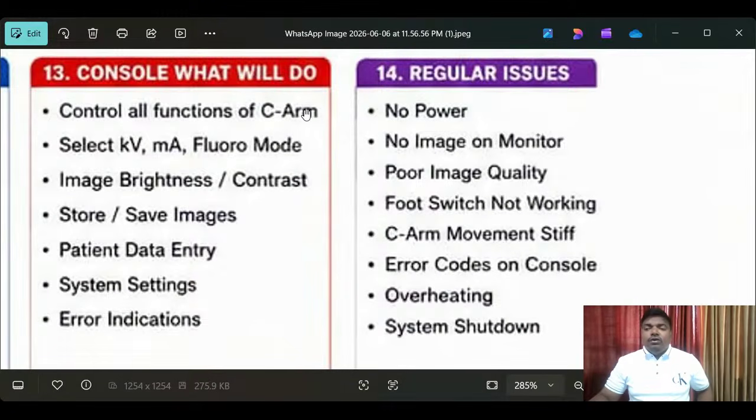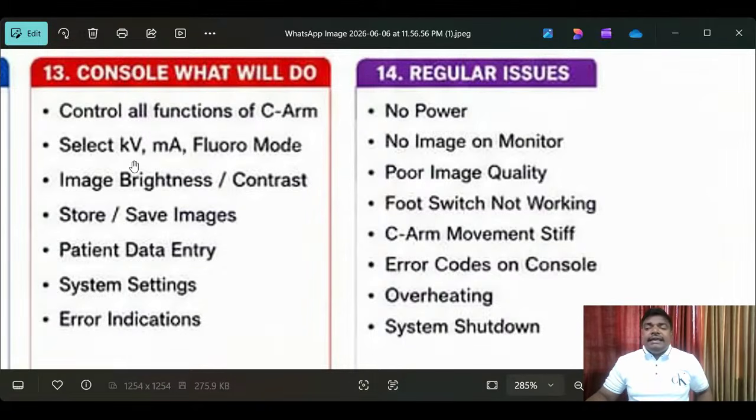Console, what will it do? Like in the C-arm, all parts I have shown: the monitor, the C-arm, and the console. So I'm telling you what the console will do. It controls all functions of the C-arm. Understand? Control functions are the main function of the C-arm.